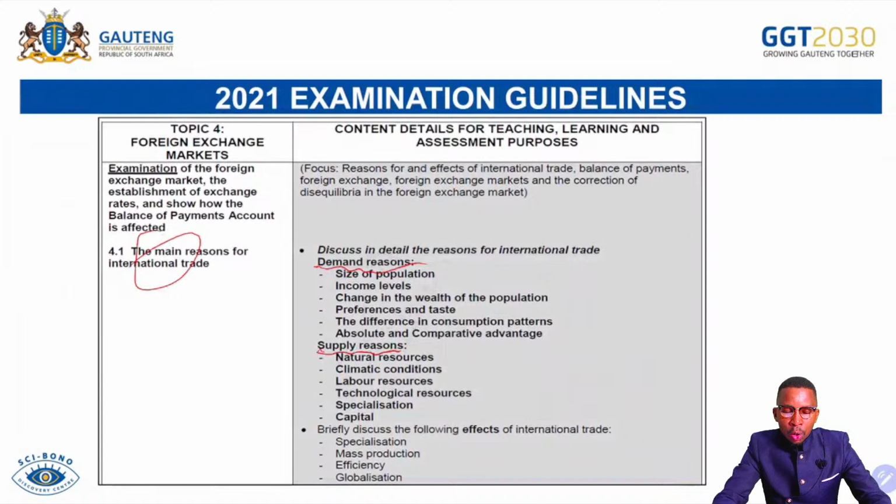And then you will also know to briefly discuss the effects of international trade. What are the effects, which include advantages and disadvantages? What is good about foreign trade? What is bad about foreign trade? So as for the exam guideline, demand reasons are important for you, supply reasons are also important, and then the effects of foreign trade that include specialization, mass production, efficiency, and globalization.